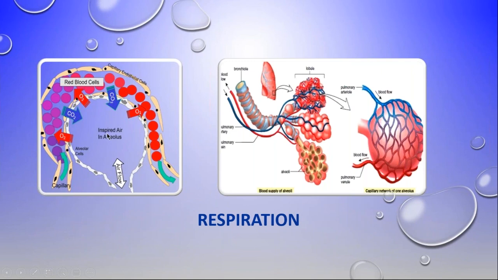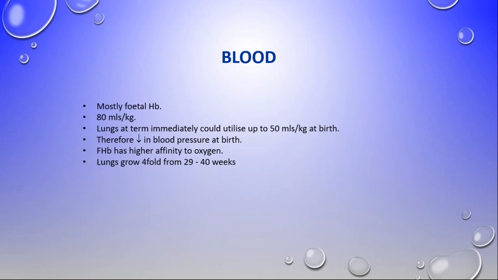Let's talk about the blood supply. Fetal hemoglobin is different to adult hemoglobin. Adult hemoglobin generally has a lifespan of 120 days. Fetal hemoglobin only lasts for 90 days. Babies have fetal hemoglobin. They sometimes have it for as long as 6 months. You can still see it on a slide.